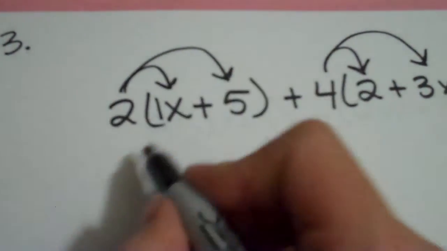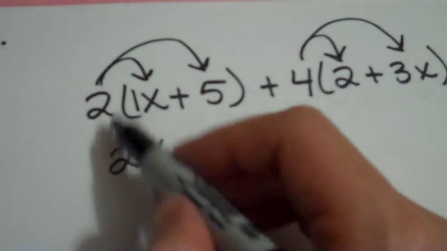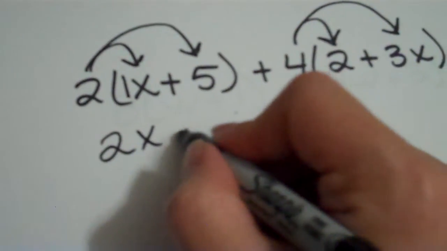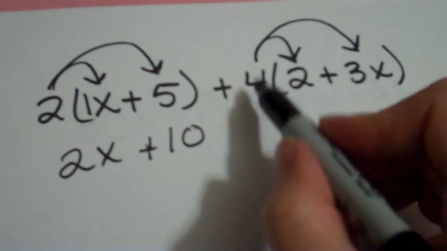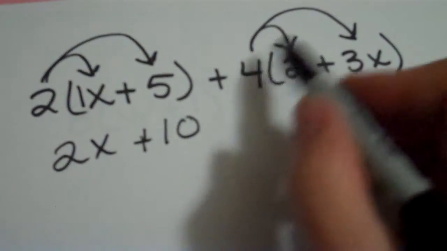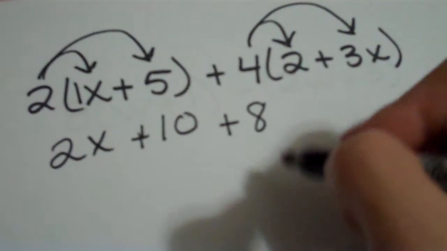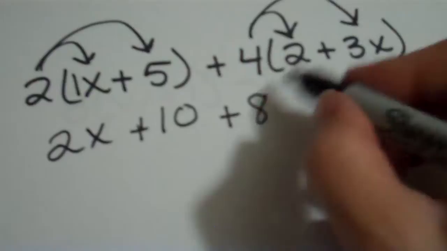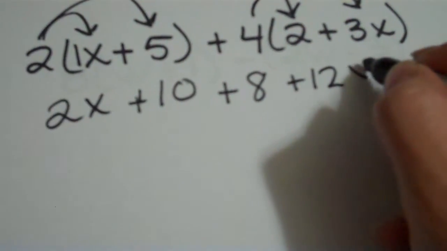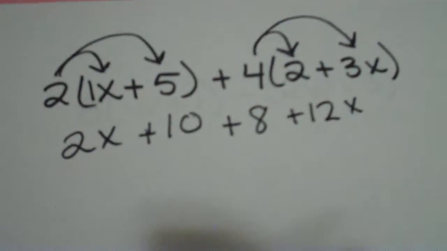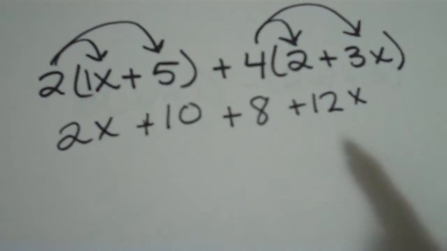2 times 1 is 2, and the x comes down. 2 times 5 is 10. Positive 10. Okay? 4 times 2 is a positive 8, so I'm going to put plus 8. There's no letter, so I don't write a letter. And 4 times 3 is a positive 12, and the x comes down. I know that looks like a lot, but all I've done is multiplied. That's all I've done, just basic multiplication.